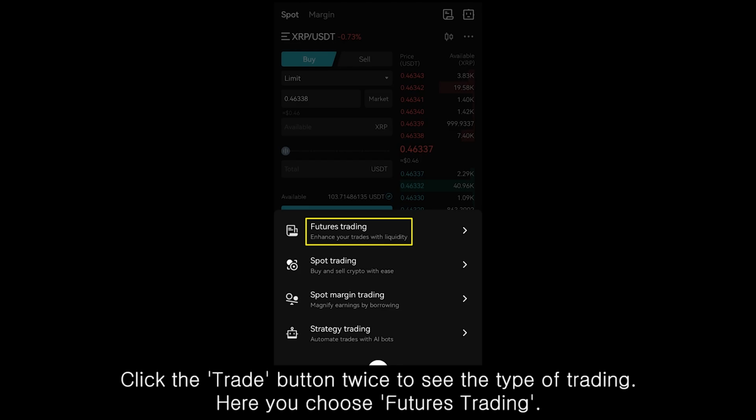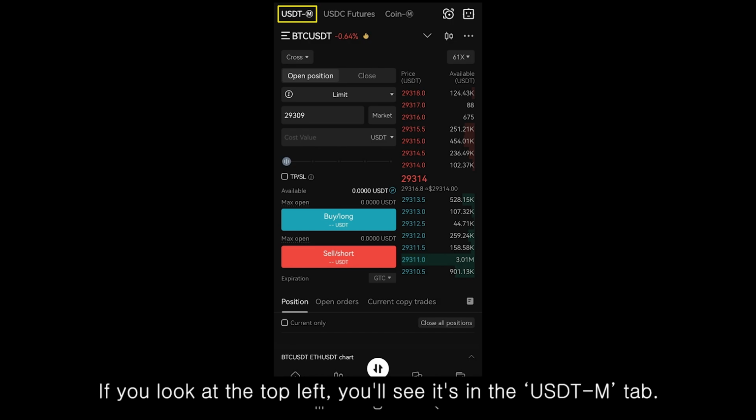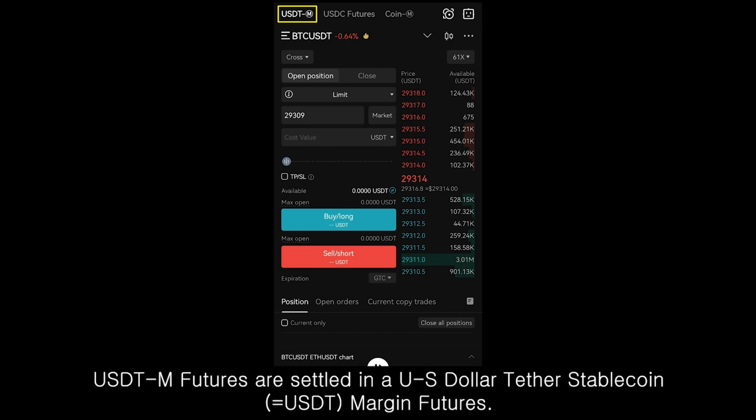Here you choose Futures Trading. If you look at the top left, you'll see it's in the USDT-M tab. USDT-M futures are margined and settled in the US dollar Tether stablecoin, USDT.